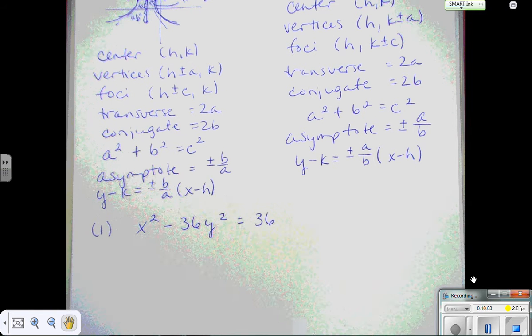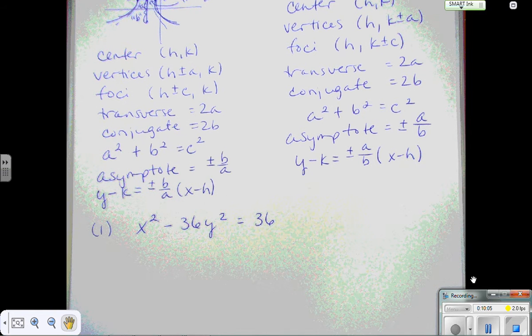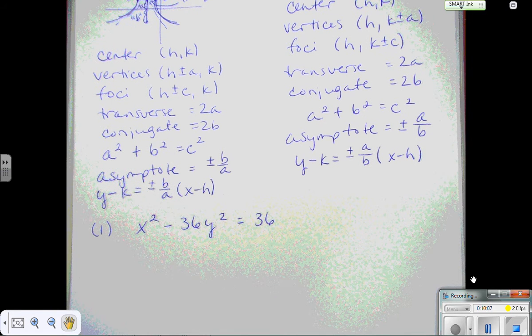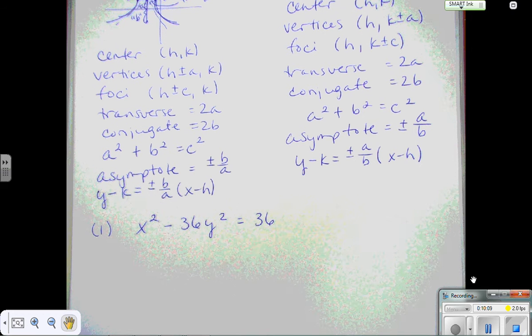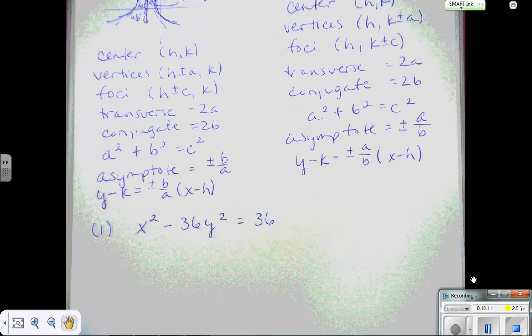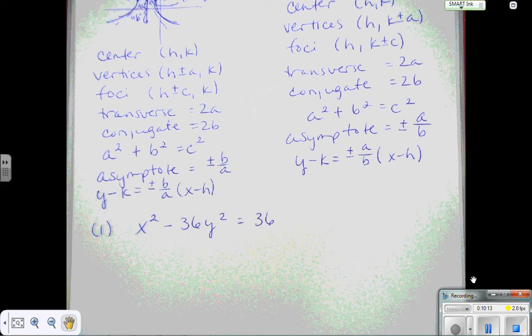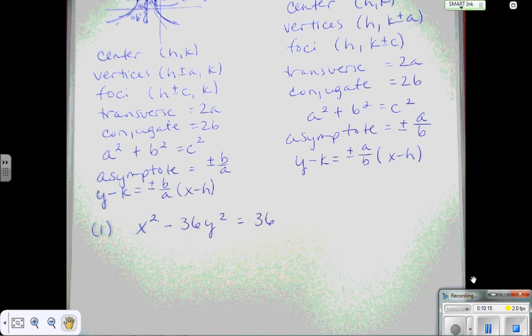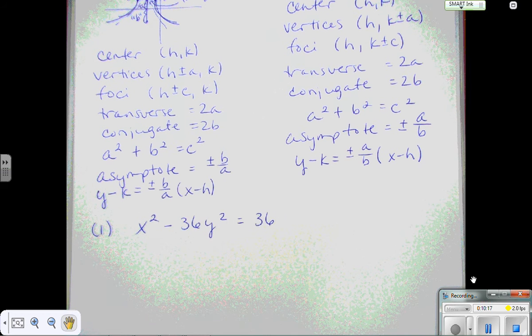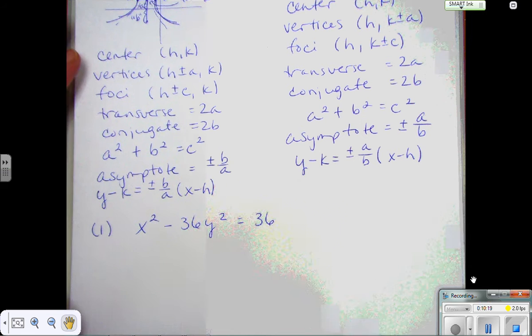Now, number 1, you don't have any variables to the first power. Both of them are squared. So what that means is you don't have to complete the square. Your center is going to be at the origin. Your H, K is 0, 0. So this one will be kind of easy to work with.